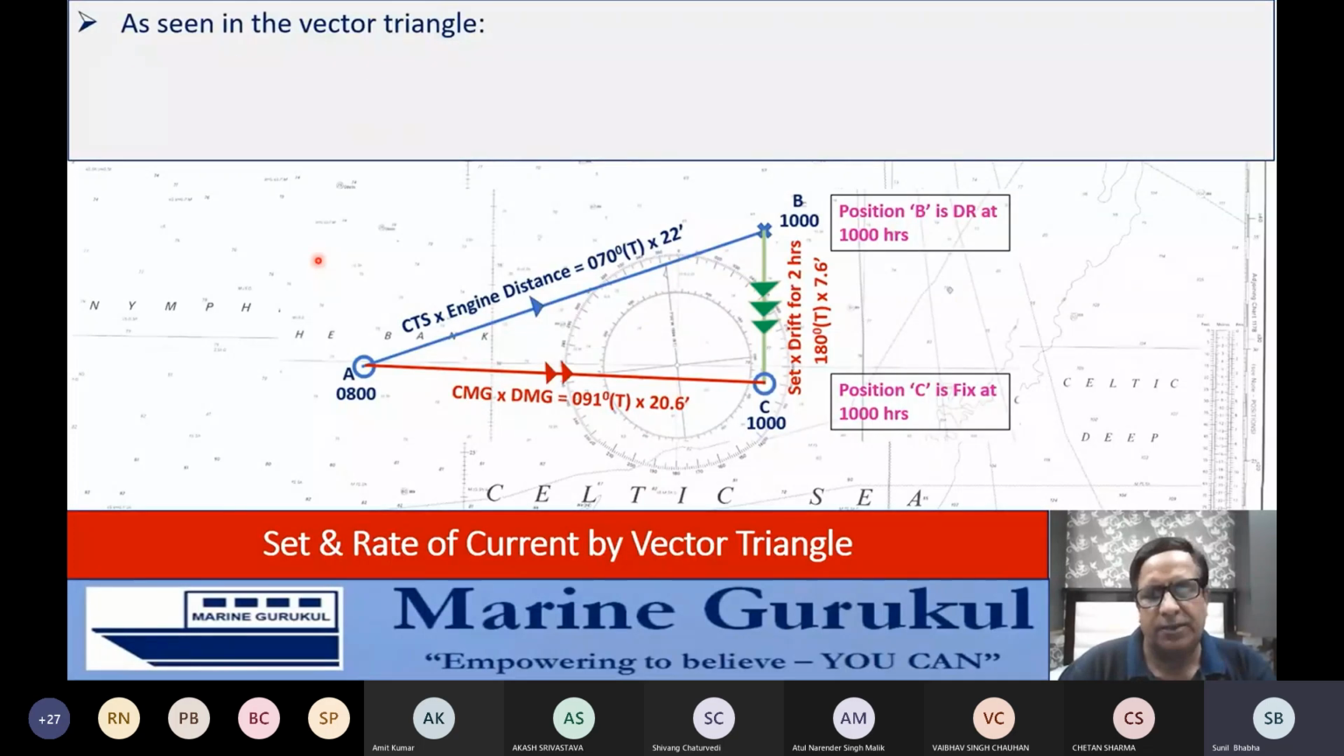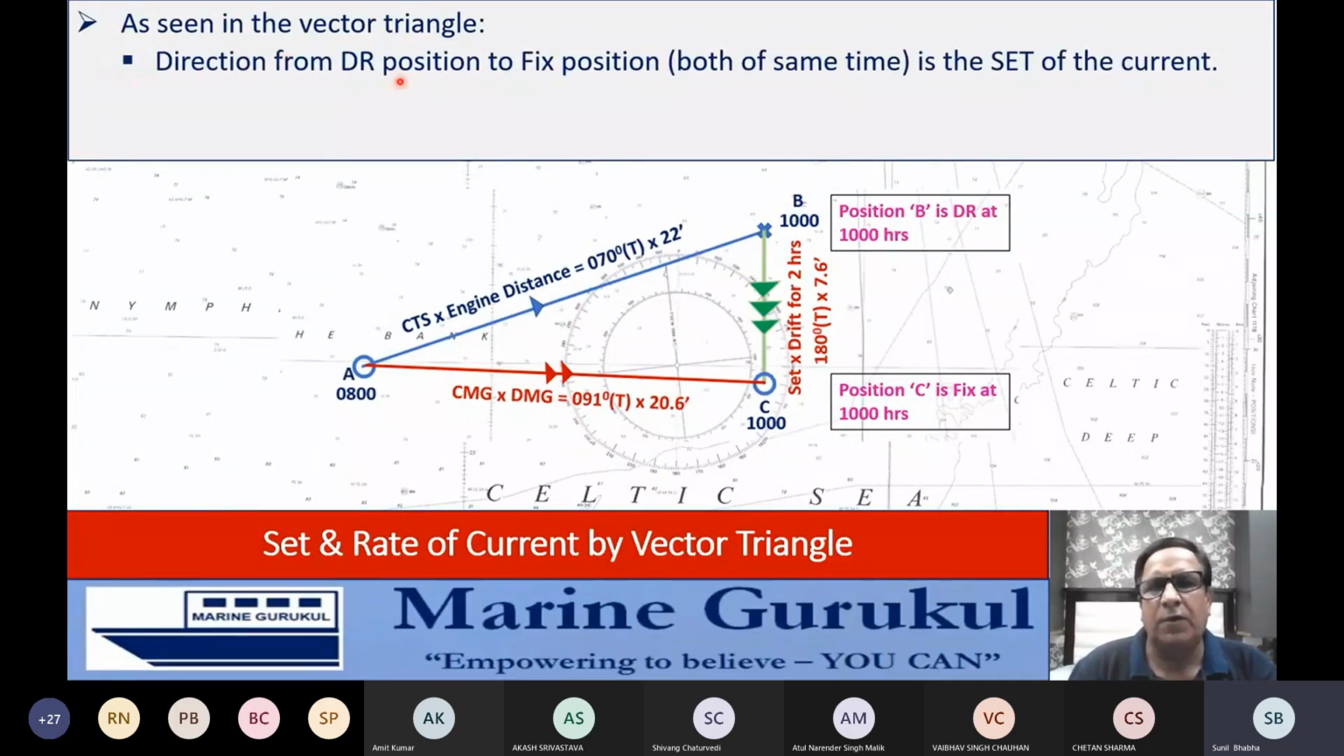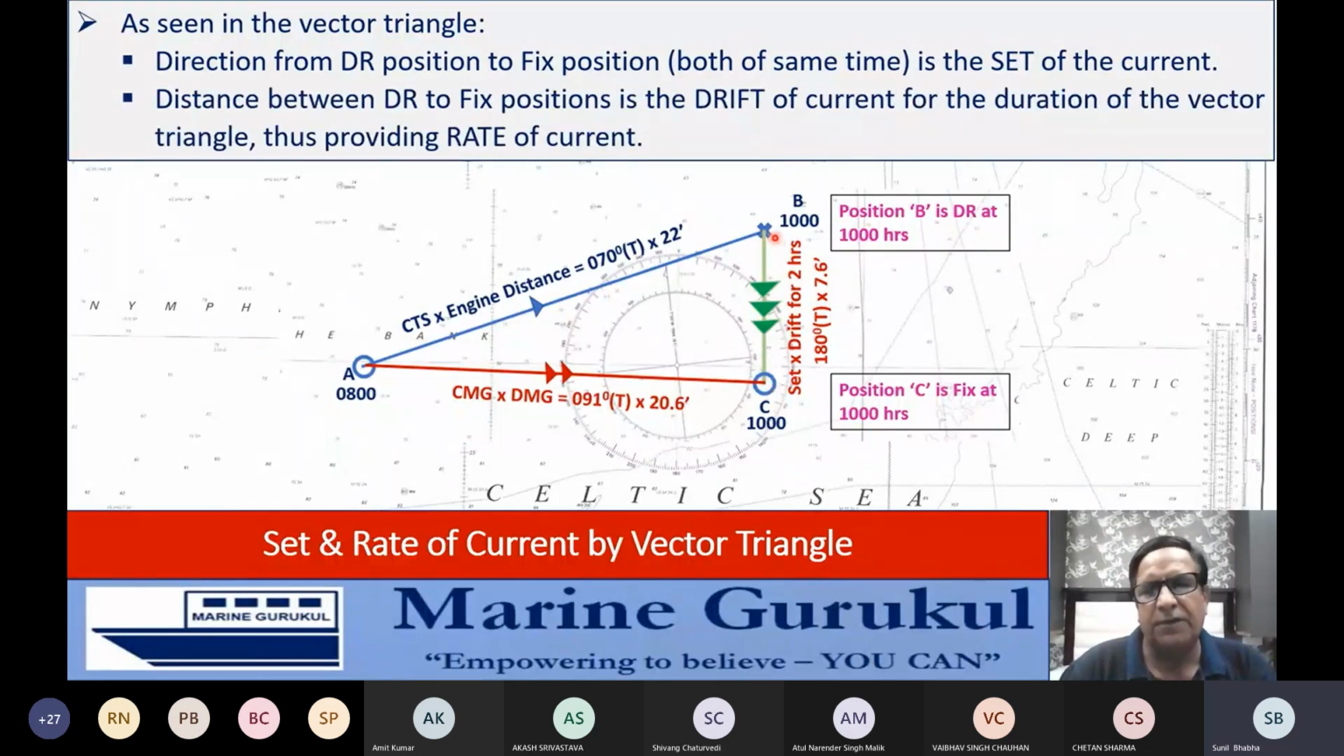As you can see in the vector triangle, the direction from DR to fix is the set of the current, and the magnitude of this vector, or the distance from DR to fix, represents the drift of the current during the interval for which the triangle has been made. Again, every vector of the triangle has to be for the same duration. So if this triangle was made for 2 hours, this drift of 7.6 miles would be for 2 hours. That means the rate of current would be 3.8 knots.